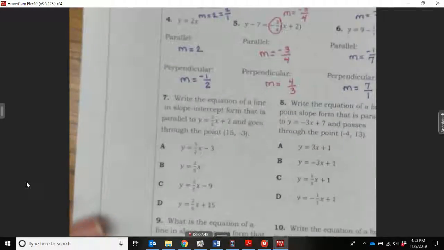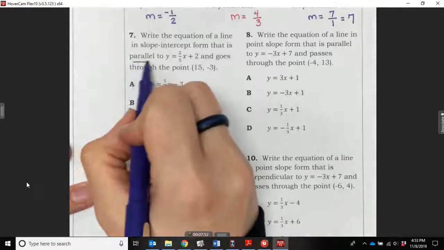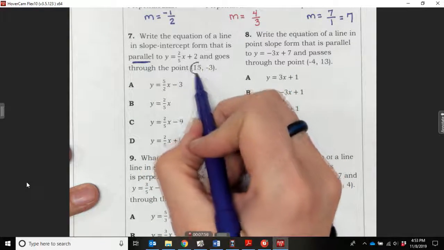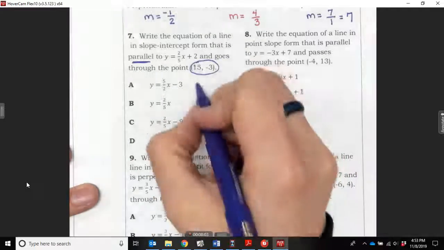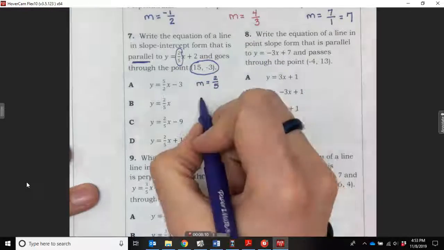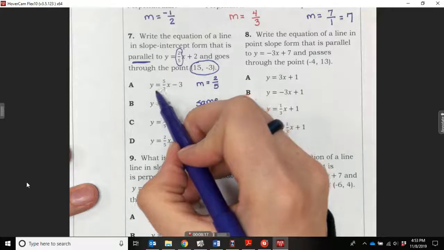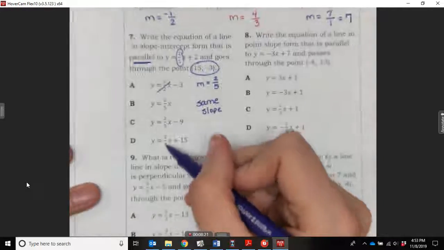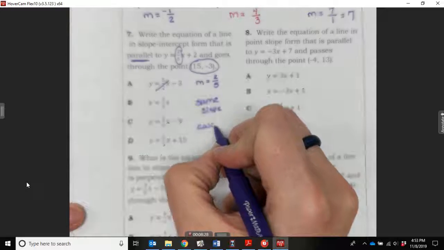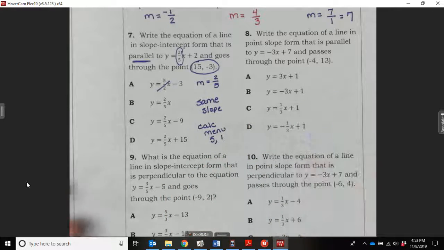So here's what it would look like on the STAR test. Number 7, write the equation of a line in slope-intercept form that is parallel to y equals 2 over 5x plus 2 and goes through the point 15, negative 3. So two things here. We have to be parallel, so that means my slope right now is 2 over 5. And so a parallel slope would be the same. I need 2 over 5, which gets rid of A, and all the rest have 2 over 5. And so at this point, then you can use your calculator and do the trace feature. Calculator and do menu 5, 1, and type in the point that you are looking for.